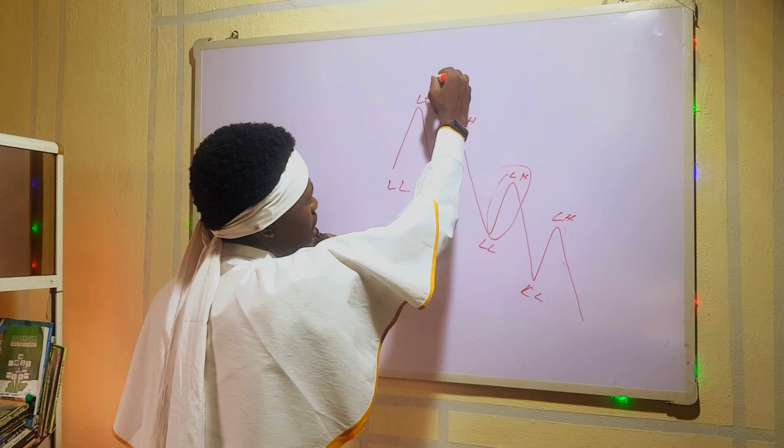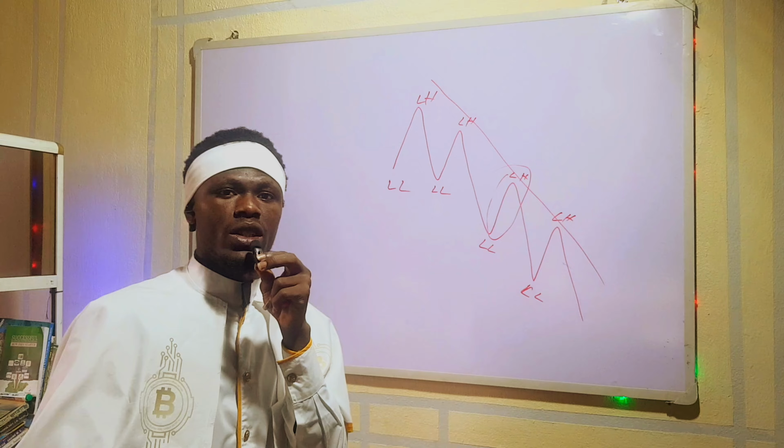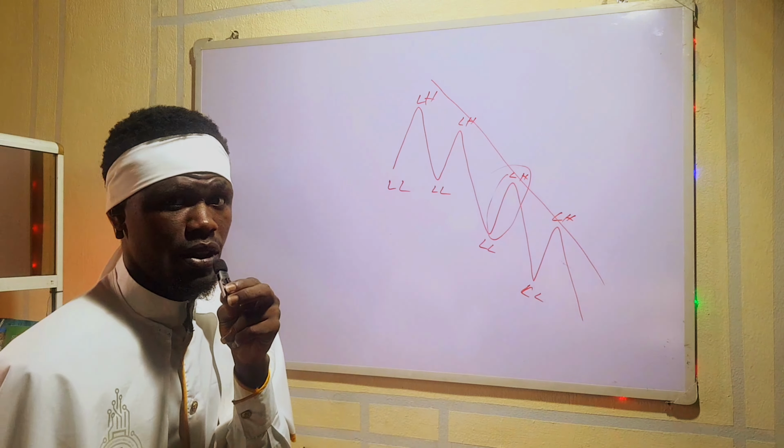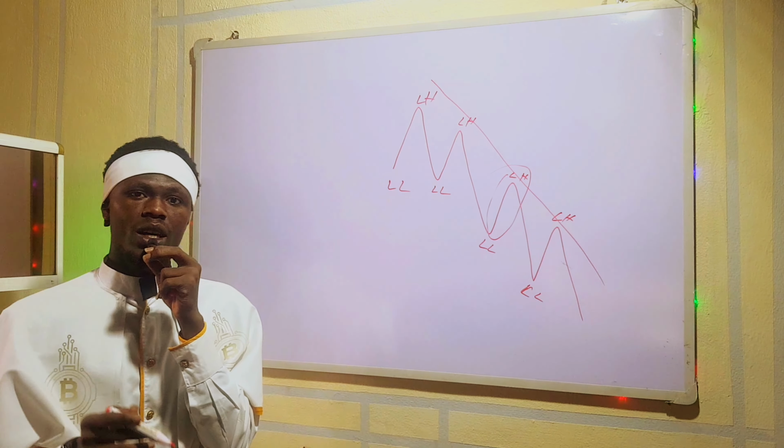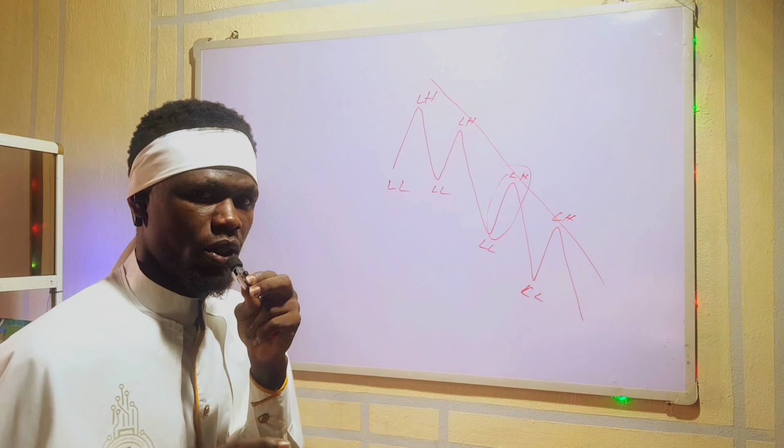Trade according to the trend. If it's an uptrend, trade the uptrend. If it's a downtrend, trade the downtrend. And the second type of market I would like you to understand as a beginner trader, talking about market structure, is the uptrend. Let me show you.